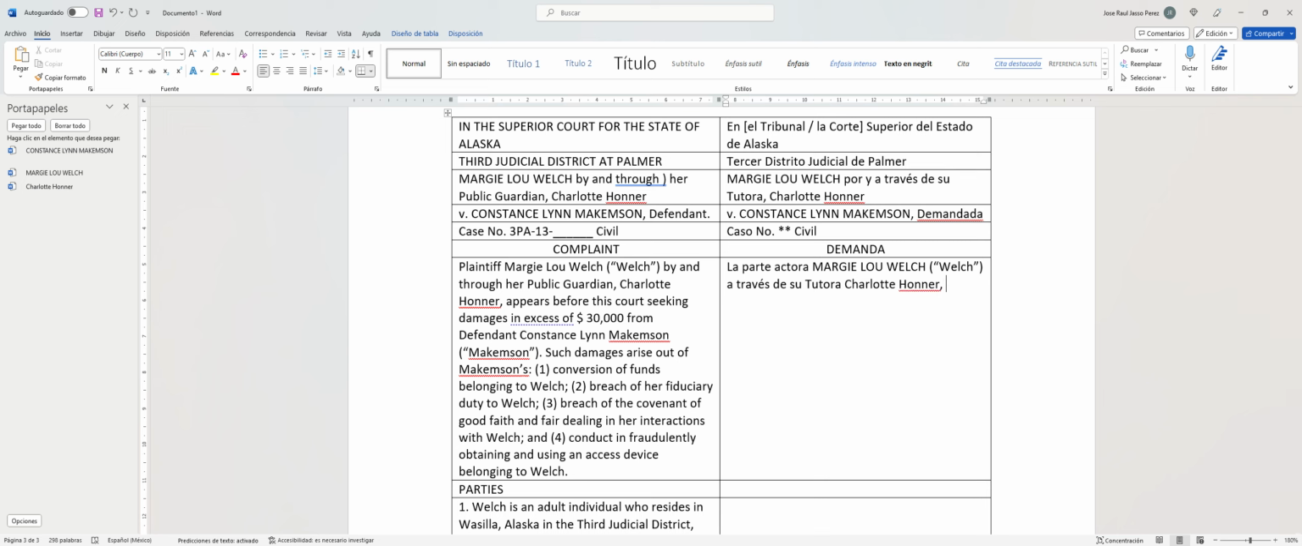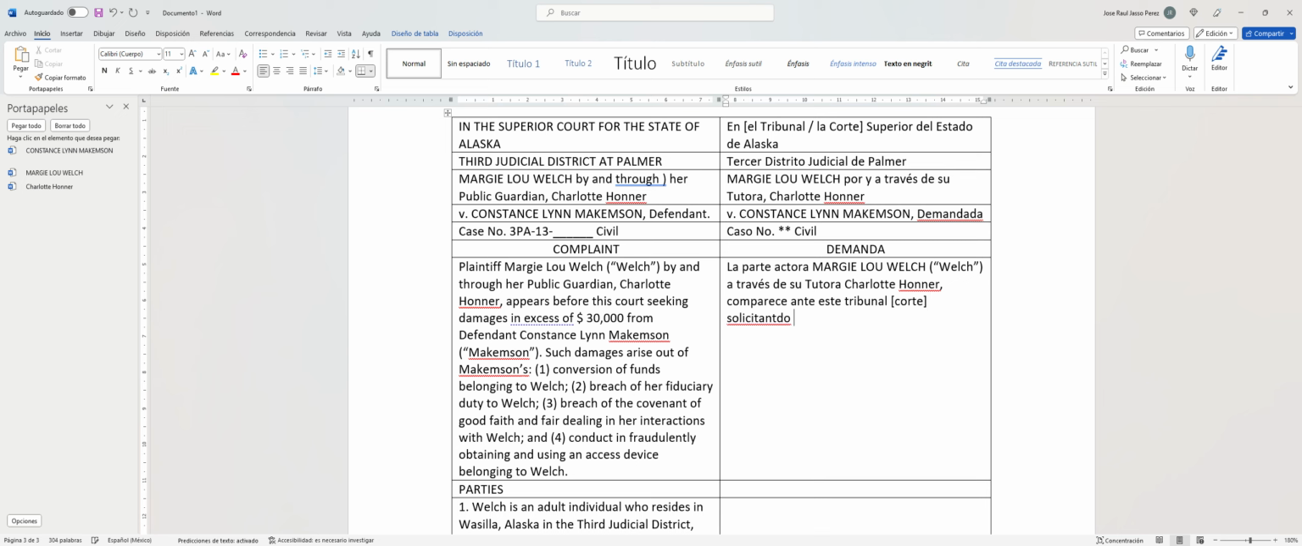Appears, we will translate it as comparece. We can use a literal translation, aparece, but aparece has more of a meaning like a magician suddenly appears. That's not what we want to say here. We want to say that the plaintiff appears before the court, so the correct word in this case would be comparece. Ante este tribunal o corte, it's also correct. I will put it right here, whichever word you want to use, tribunal or corte.